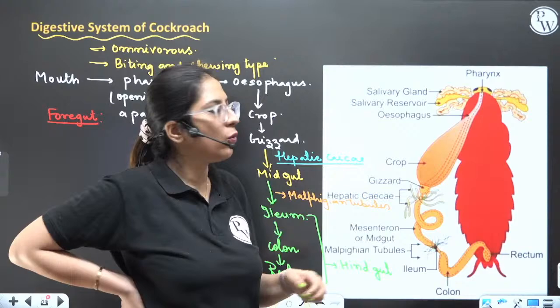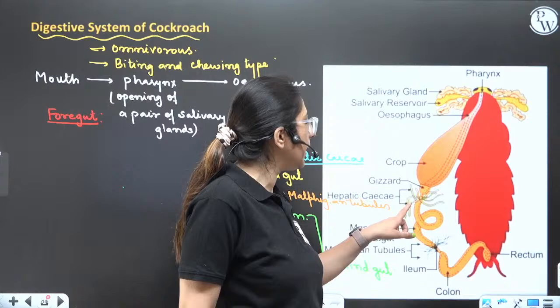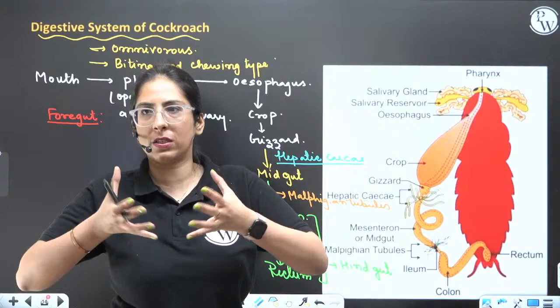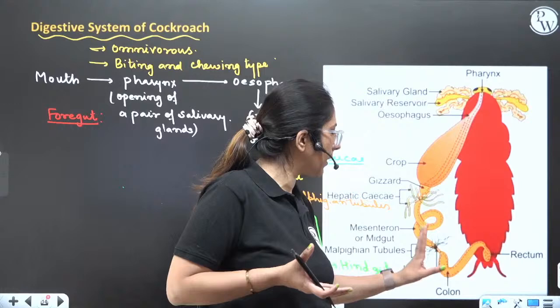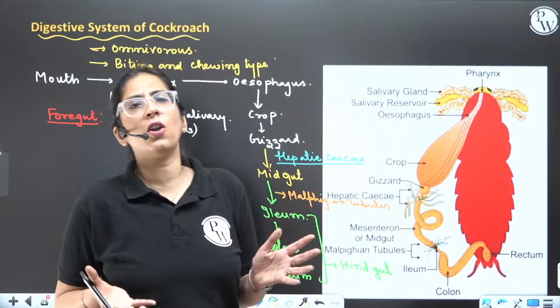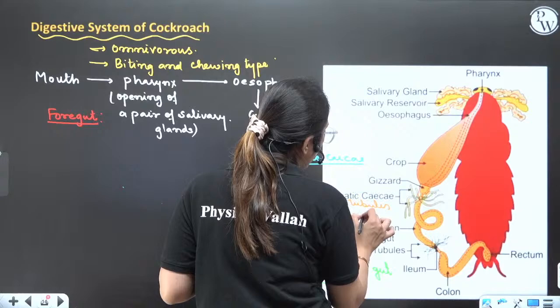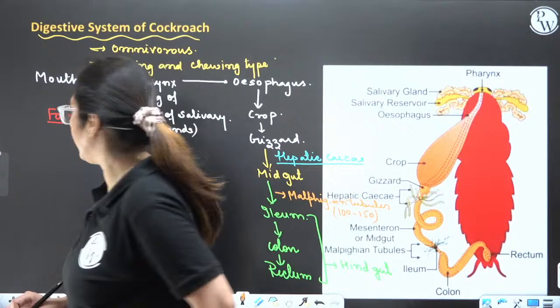Then the food enters the midgut. In the midgut, there is secretion of digestive enzymes and formation of the proventriculus, a covering around it. Then we have the ileum, colon and rectum. Digestion and absorption occur majorly in the midgut. Malpighian tubules are also present, numbering about 100 to 150. Clear?